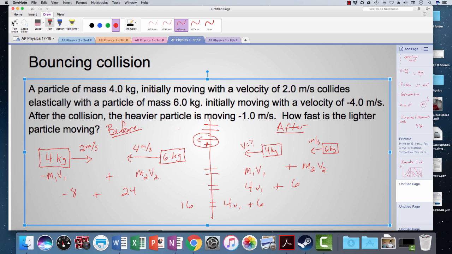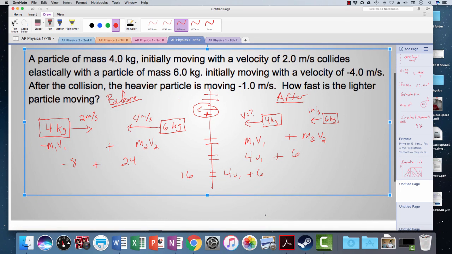Okay, so I want to get v1 by itself, so I subtract 6. So that's going to be 10 equals 4v1. So that means that v1 must equal 10 over 4. And so that's going to be like what? 2.2, something like that. I'll just leave it like that because I don't have a calculator. Okay, so that's a bouncing collision. Right?